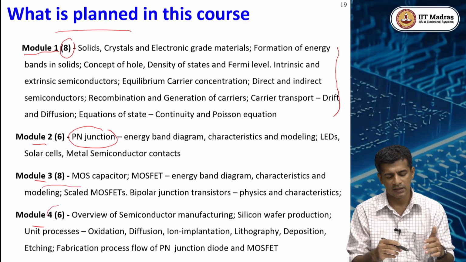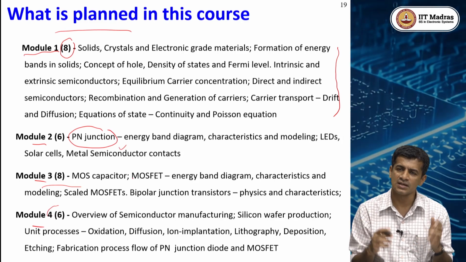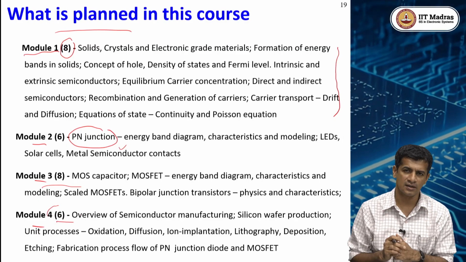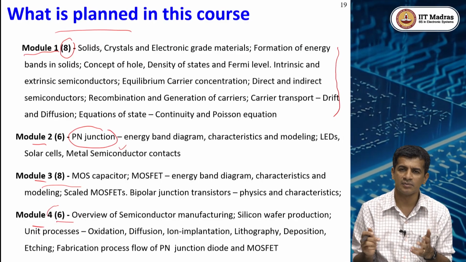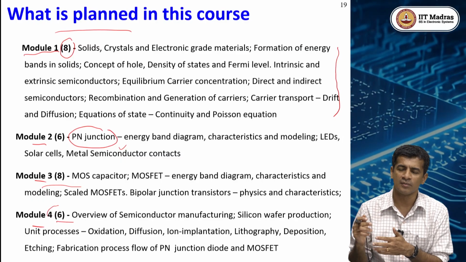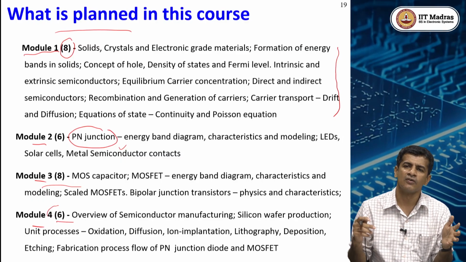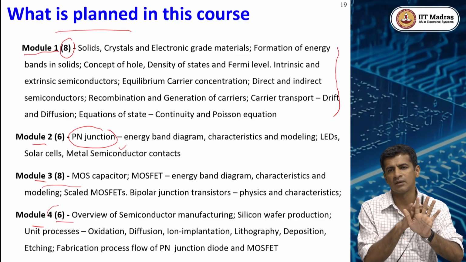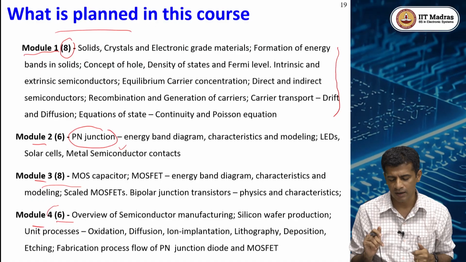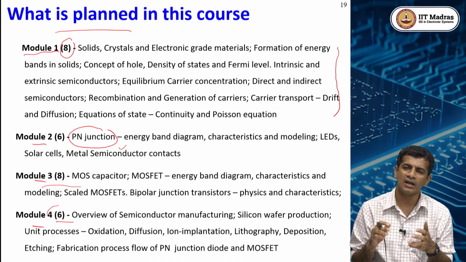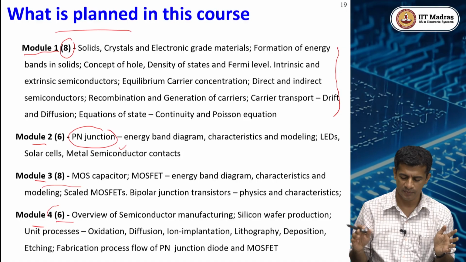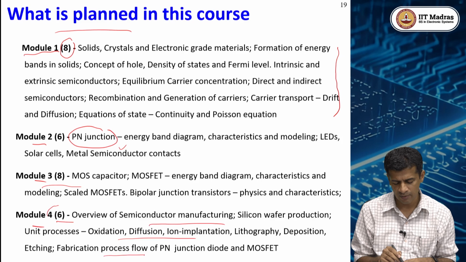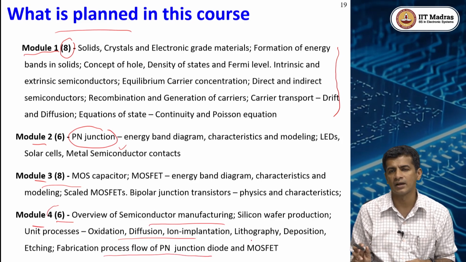In the earlier modules, you will see the structure of PN junctions and MOS transistors. In the last module, we will see how you make that structure. That is very important, because in the modern world there are only a handful of companies, maybe even fewer than the number of fingers on my palm, that have the know-how to make the advanced chip. So we will see the basic unit process steps, and the fabrication process flow of a PN junction diode and a MOSFET.